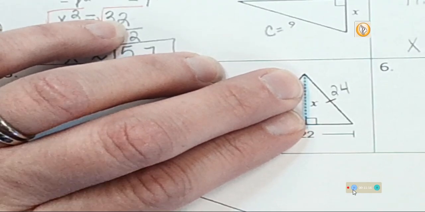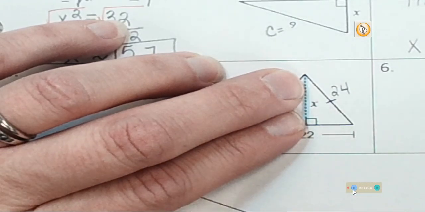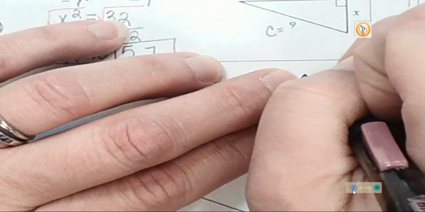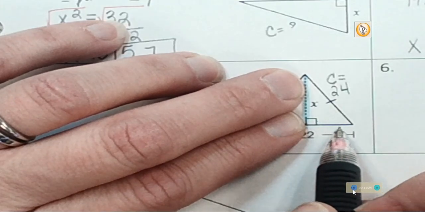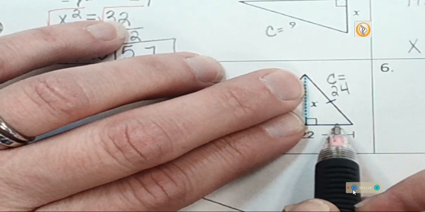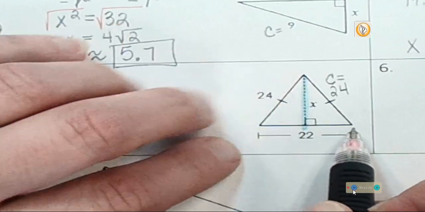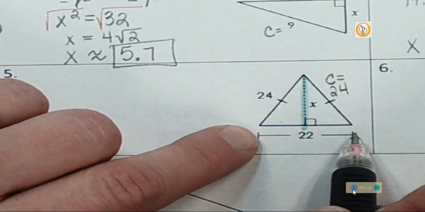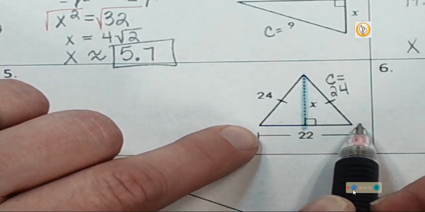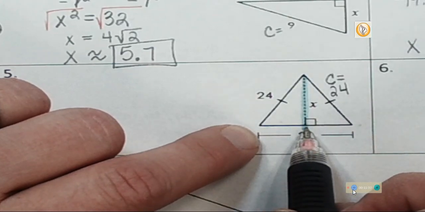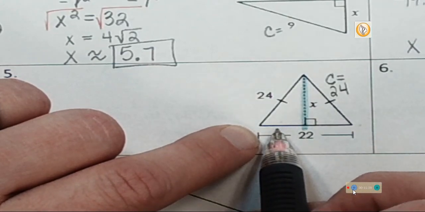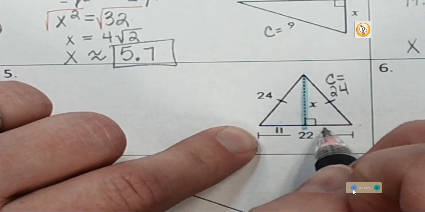Talk to me. It's a leg. What is my hypotenuse? Do I know my hypotenuse? All right. So C is 24. I can't do Pythagorean theorem because I don't know this amount. Is this tiny amount 22? 22 is the whole thing. And altitude, if you remember, cuts it in half. So if this is cut in half, what's this side? And then this side is.